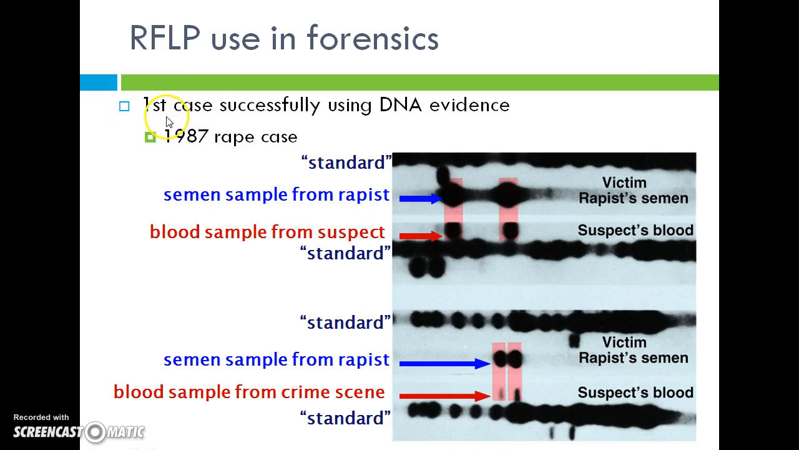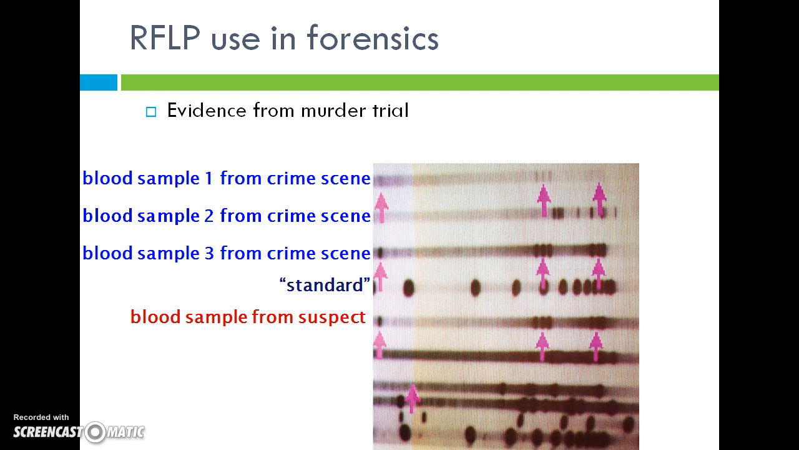So here's the first case that was successfully used to try DNA evidence. It was in 1987. So here's our standard that's just showing us that the gel is working correctly. Here's the sample that was taken from the crime scene, and here is the suspect's blood sample. And we can see that the markers line up here and here, and the markers line up here and here. So they have the same genes, it's the same person.